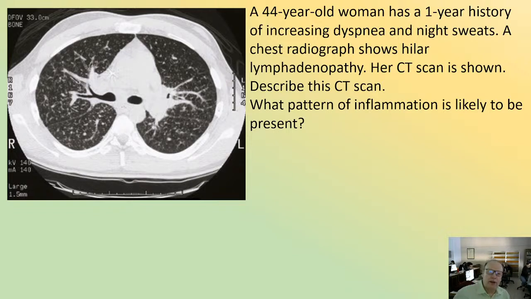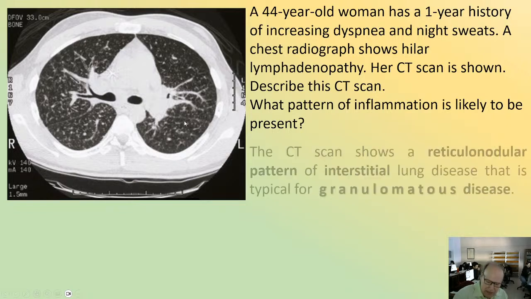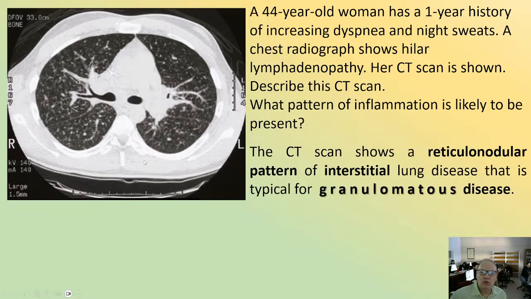Now, let's have a look here. Here is a CT scan. We have this sort of reticulonodular pattern. Yes, this is another pattern of, it can be fibrosis. However, when we have a nodular component in the interstitial infiltrates, we might think of something else as well. And this is granulomatous disease.